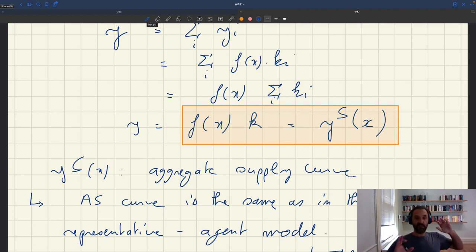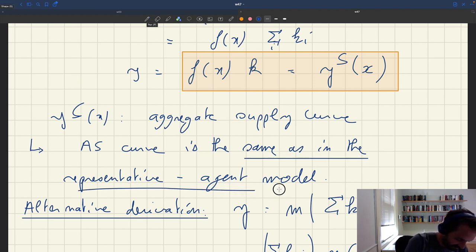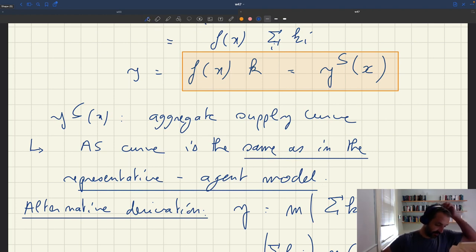But bottom line is that if we look at the supply side of the market, we know that output will be equal to f of x times k, which we denote as the aggregate supply curve. And that relationship is always true. Output is always linked to tightness by the aggregate supply curve, which captures how many services are brought to the market as well as the matching process. And here, nothing has changed compared to when we had a representative agent model. Okay, so this is for the supply side.